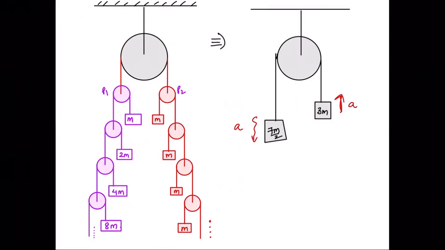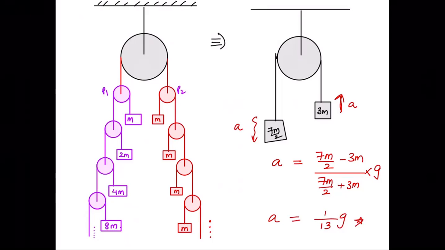So what will be the accelerations of pulleys P1 and P2? That will be 7m by 2 minus 3m upon 7m by 2 plus 3m, into g. That is effectively how much? 1 by 13. 7 plus 6 is 13, into g. Right, this is the acceleration of each of pulley P1 and pulley P2. Right. How about the tension here? What will be the tension in this particular pulley which is at rest?